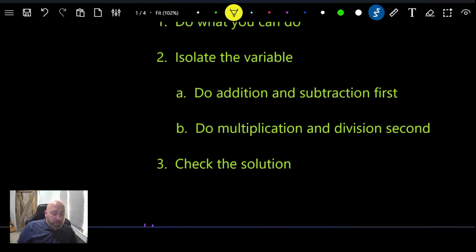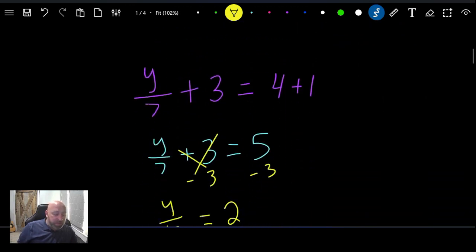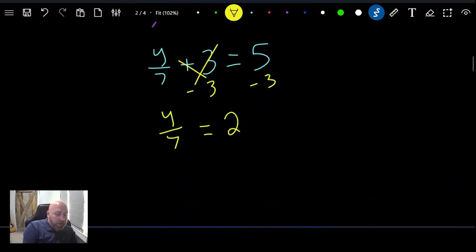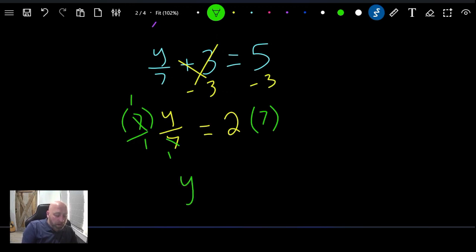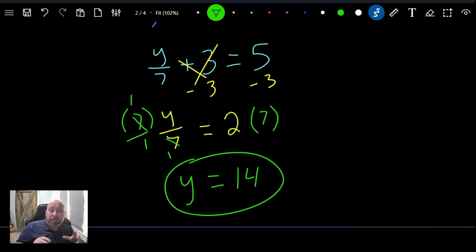Now I go back here. I'm at do multiplication and division second. So there we go. I have divided by 7, so the opposite of divided by 7 is times 7. I have to do that to both sides. Well, I do this math and I get cancel out, and I get y equals 2 times 7 is 14. That's my answer. As soon as I get to y equals something, I'm done.